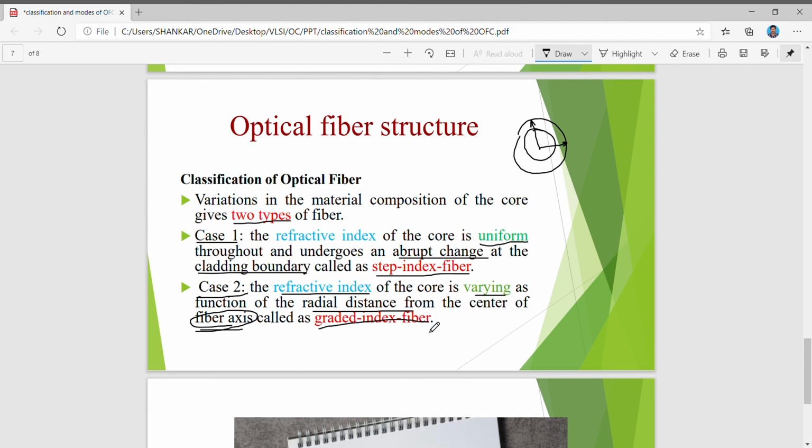Okay, thank you. In the next lecture we will discuss the modes of the optical fiber, that is step index fiber and graded index fiber modes.